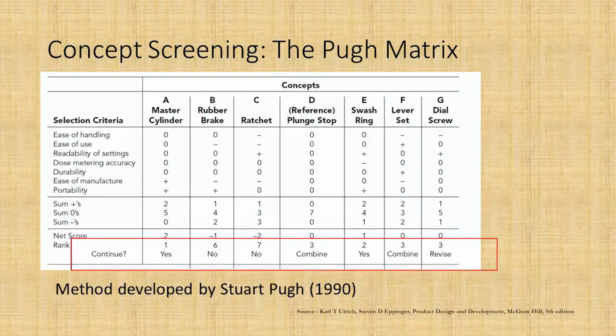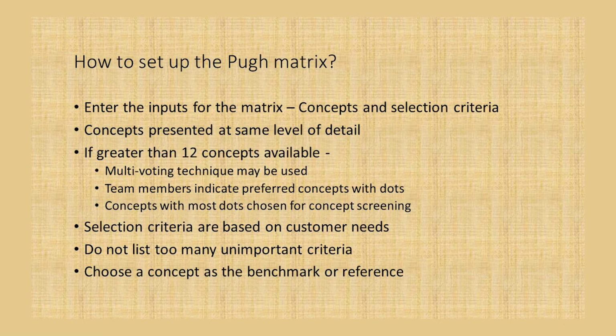Then the third best concepts were D, F and G. So, maybe the decision for 2 of them is to combine, okay, and the decision for G is revise. So, you need to enter your concepts and your selection criteria. Okay. So, selection criteria will be listed and then A, B, C, D, E, F, G, your concepts.